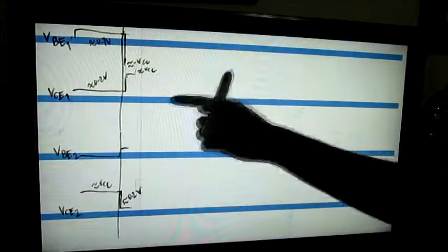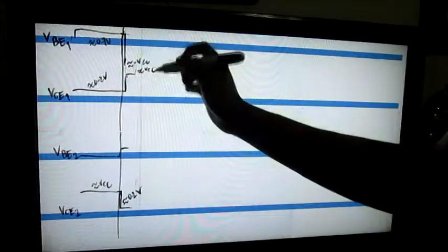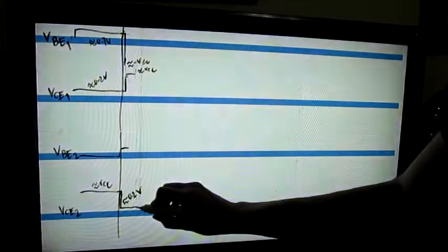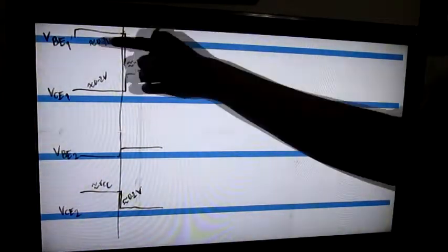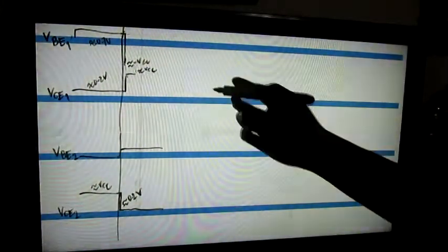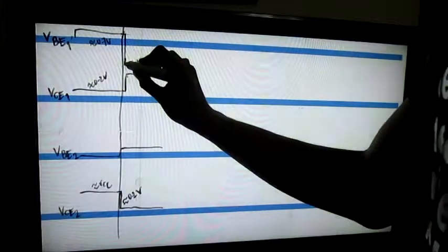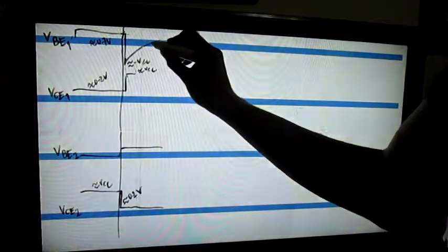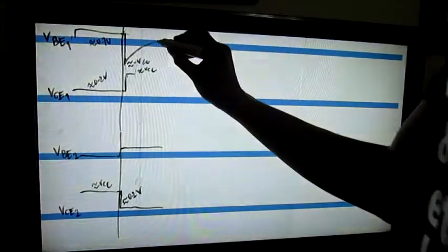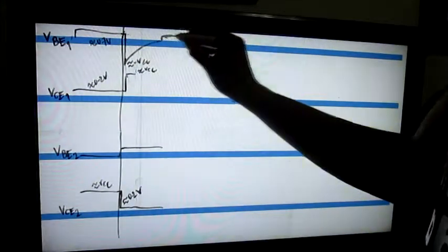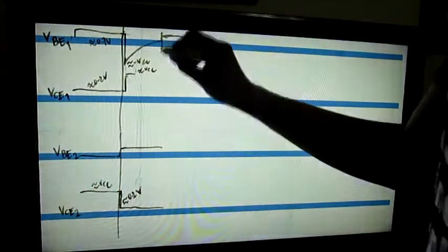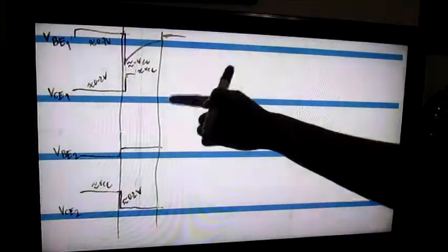At this particular moment, Q2 will still continue to be turned on, while since the base emitter voltage of Q1 is equal to the voltage across the capacitor, the capacitor discharges until it reaches a point above ground, around 0.7 volts. At this point, Q1 turns on again.